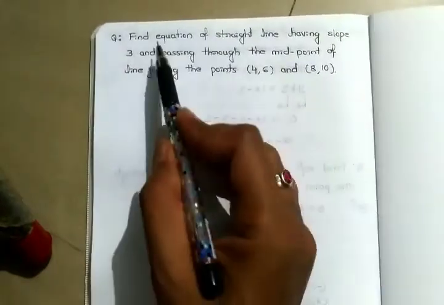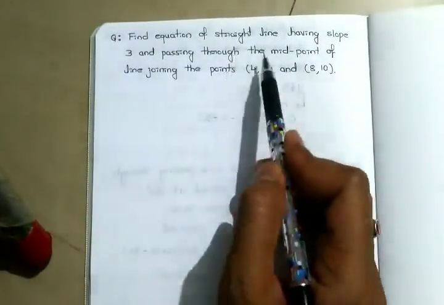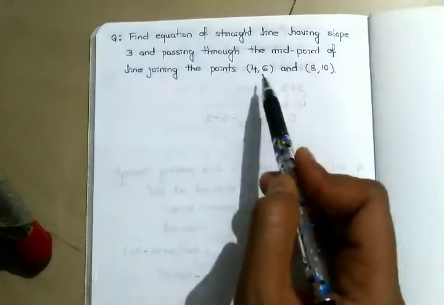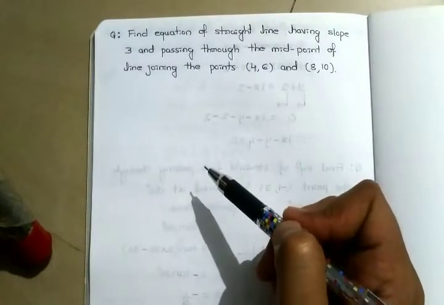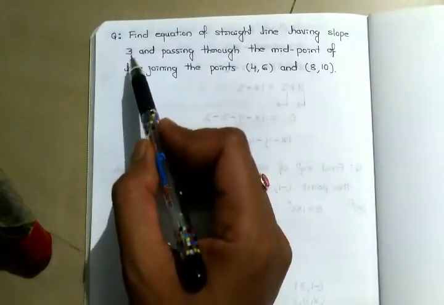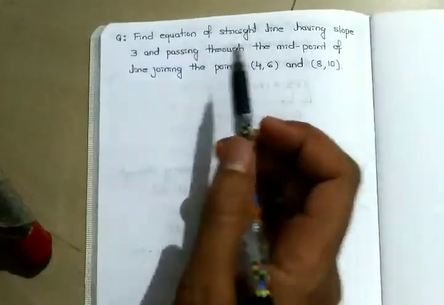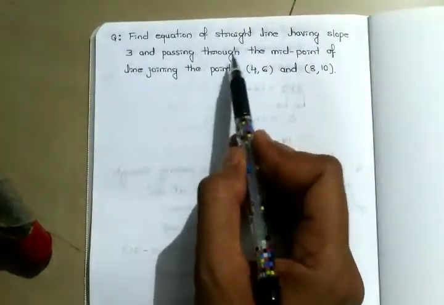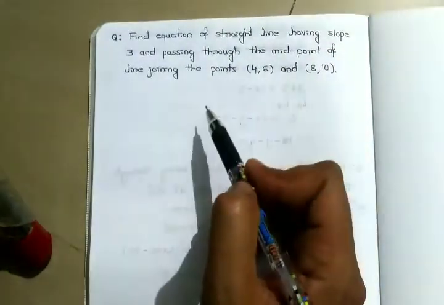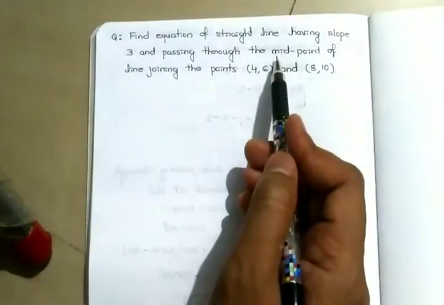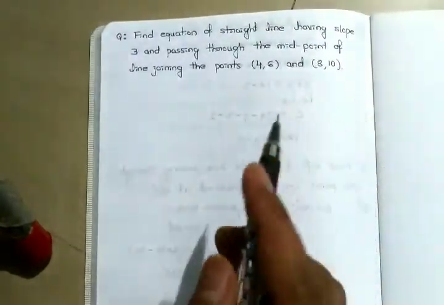Next question. Find the equation of the straight line having a slope 3 and passing through the midpoint of the line joining the points (4, 6) and (8, 10). So in this example, slope is given, correct? Slope means the m value is given, but 1 point is not given. Instead of that, what are they telling? The line passes through the midpoint of the line joining 2 points. Okay, so first thing what to do? We need to apply which formula? Midpoint formula.